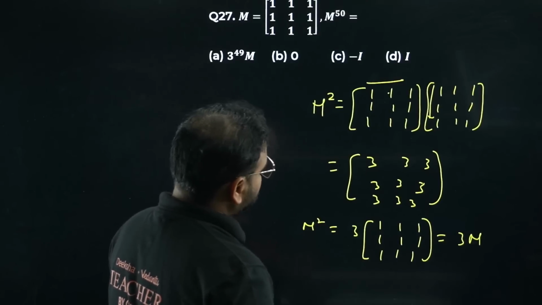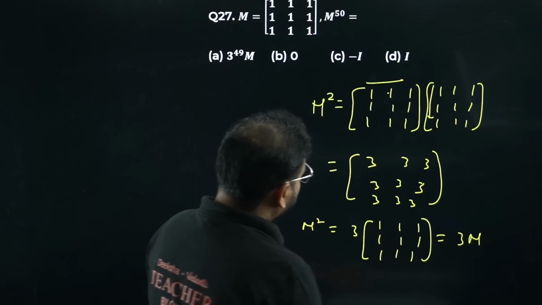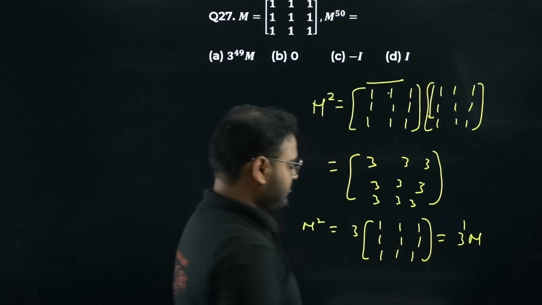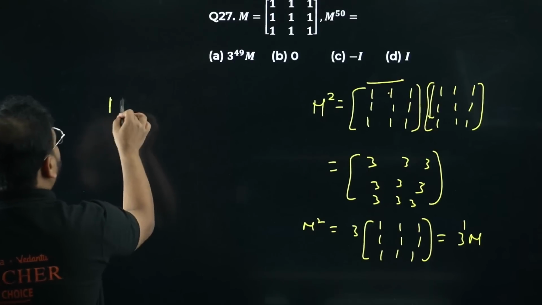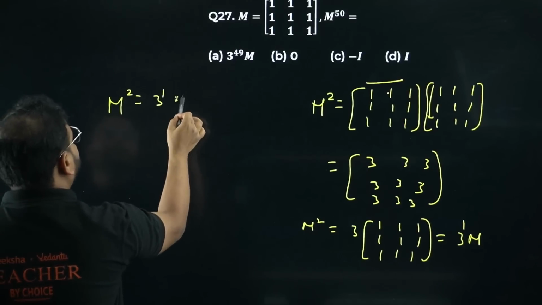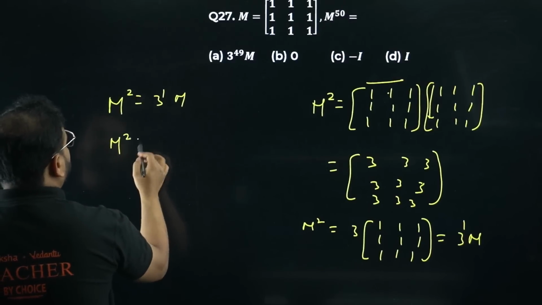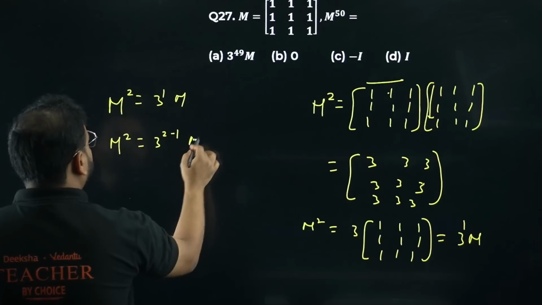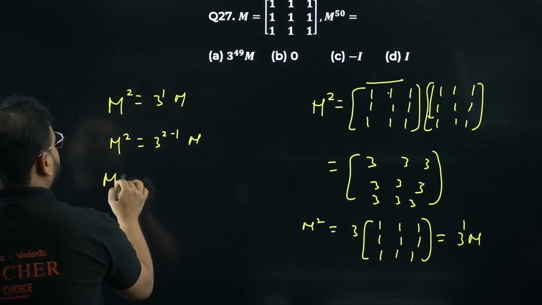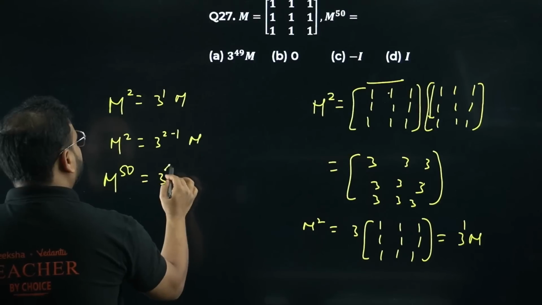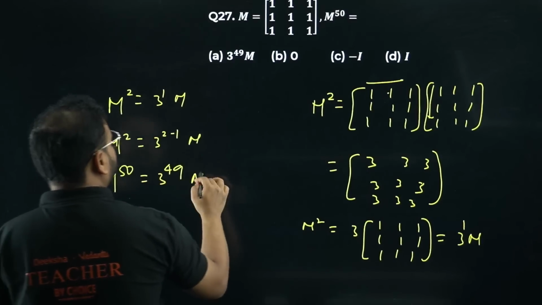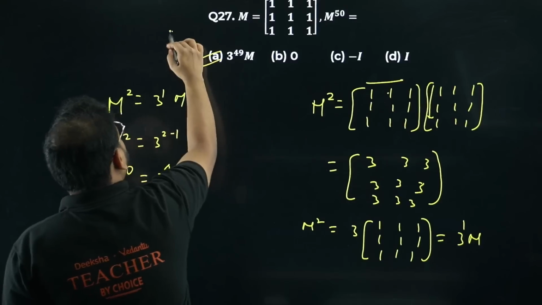So if I'm writing here, please check, 3 power 1 is there, na? 3 power 1 is there. So I'm getting here M square is nothing but 3 power 1 M. I can see the trend from here. Please check. So M cube is nothing but 3 power 2 minus 1 M. So Mn, or M50, will become 3 power 49 M. Option number A is correct.